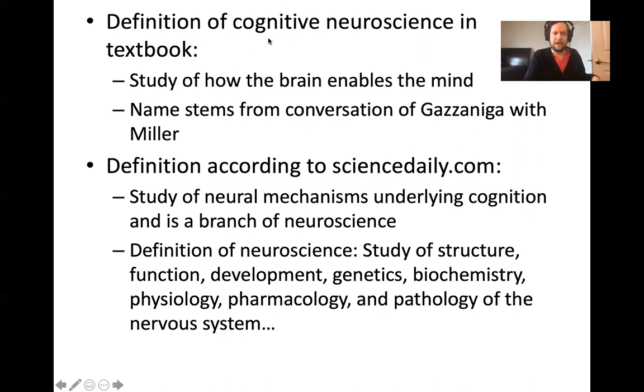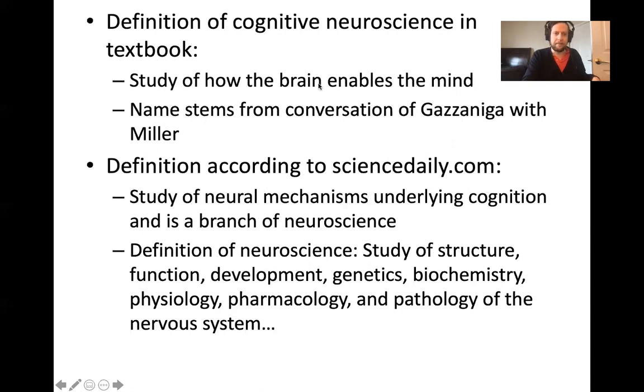The definition of cognitive neuroscience from the textbook is something simple: the study of how the brain enables the mind. That's about as simple of a definition as you're going to get. The study of how the brain enables the mind. I think I have different definitions down here, so we'll get to that.